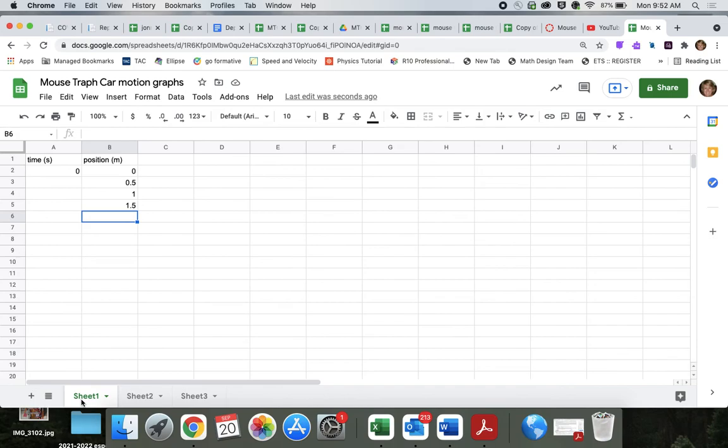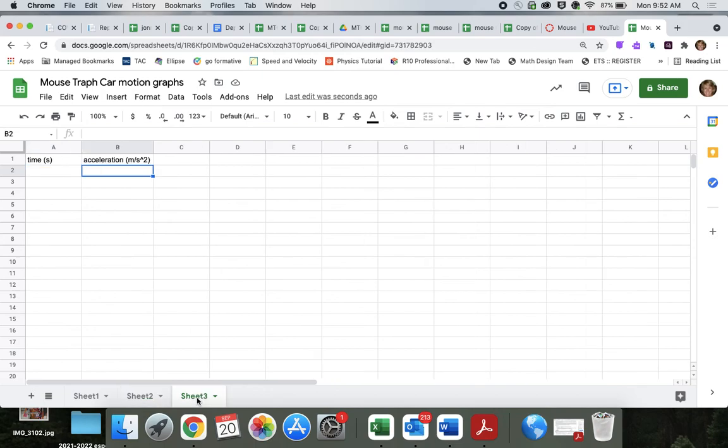Okay, so these are your different sheets. The first one is position versus time. Next one's going to be velocity versus time, and then acceleration versus time.